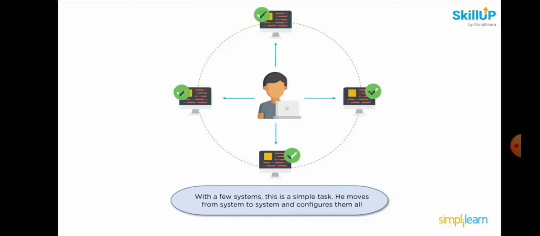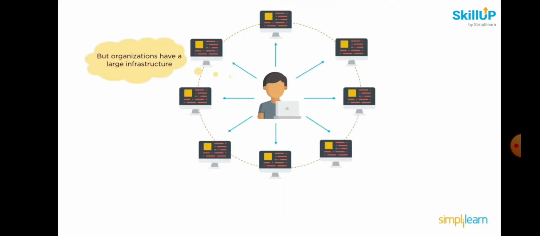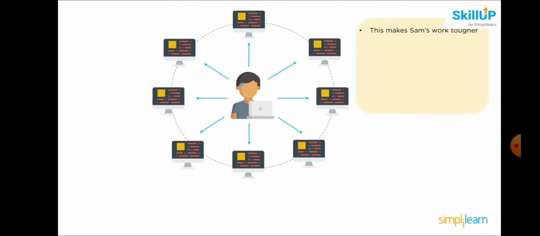But that is not the case with an organization, is it? An organization has a very large infrastructure. It could have hundreds and thousands of systems. So here is where Sam's work gets really difficult. Not only does it get tougher, Sam has to move from system to system, performing the same task over and over again. This makes Sam bored.